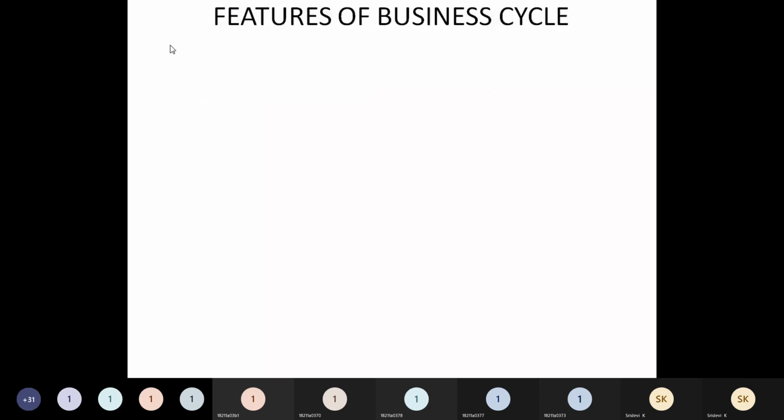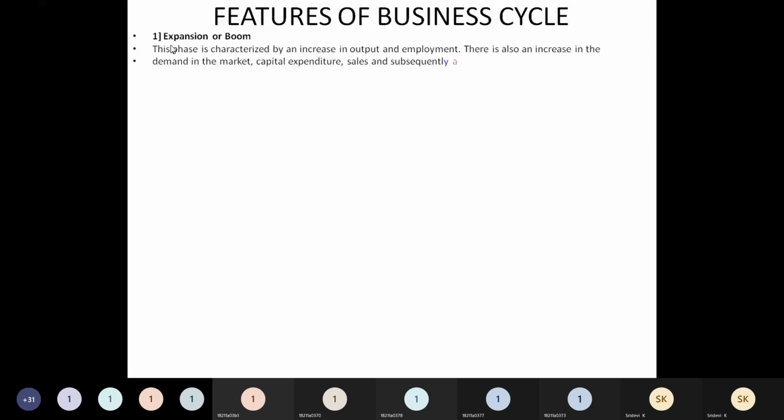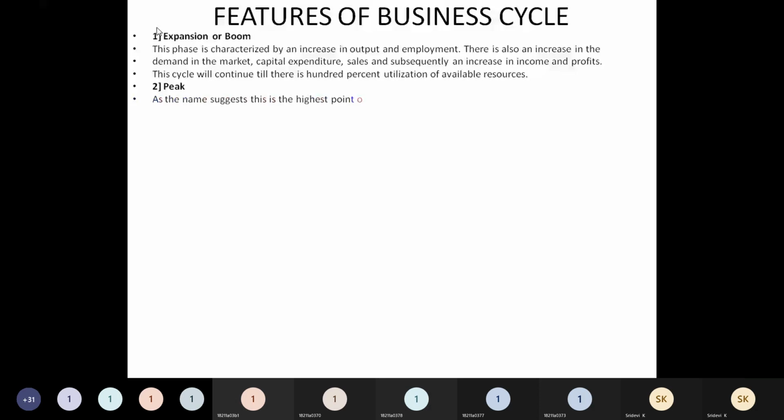So we can say some features are there for a business cycle, business life cycle, we can call it that. Expansion or boom, we will call it as. So at this boom stage, output will be increased, employment will be increased, and you will be providing more and more employment to the people, and the market will have demand for your products, and you will be earning more profits, more income will be there.